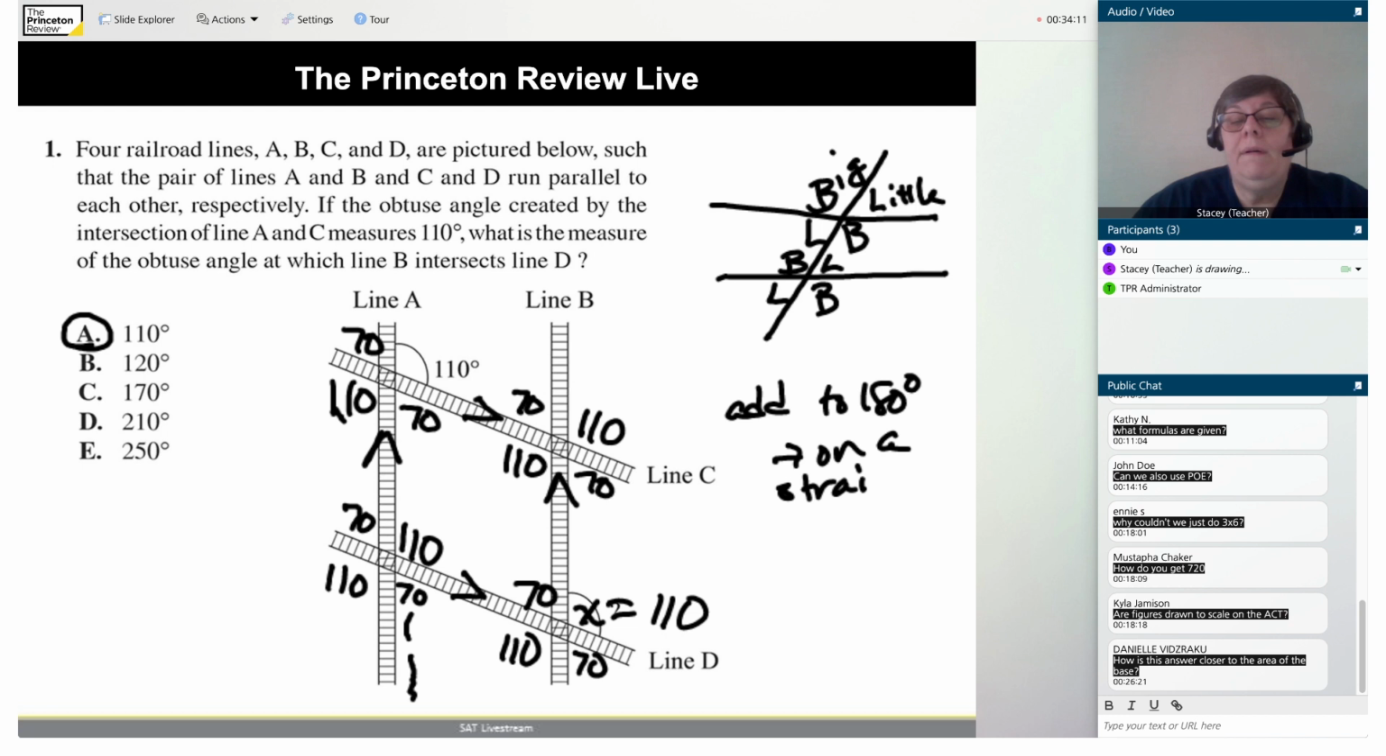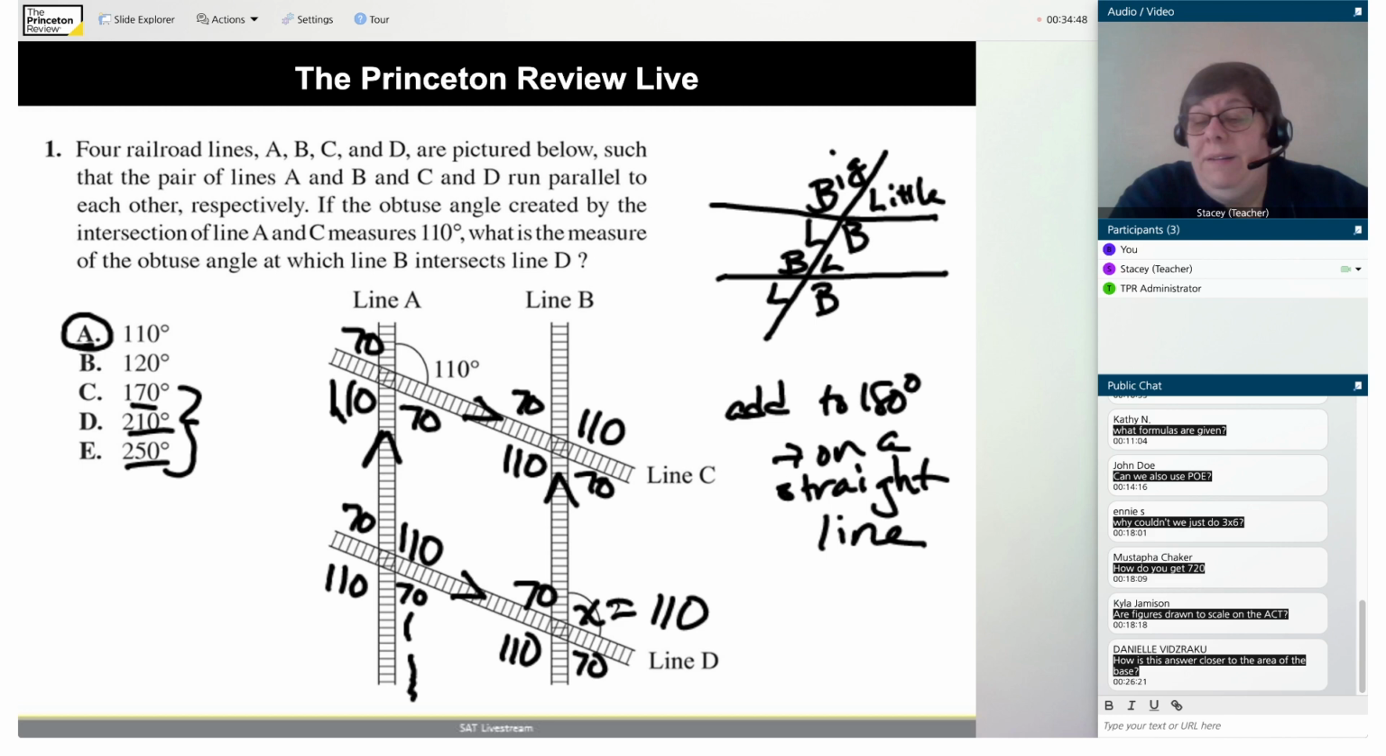All right, once you give me one of my pairs being 110, answers C, D, and E don't make a lot of sense to me because I'm dealing with pairs of 70 and 110. 170 is 10 degrees shy of 180. In order to have 170, you better have a 10 degree angle, not a 110 degree angle. And then 210 and 250 are all bigger than an angle on a straight line.